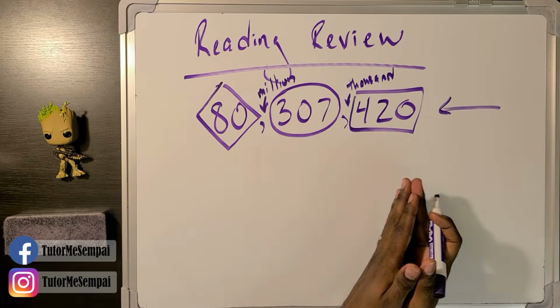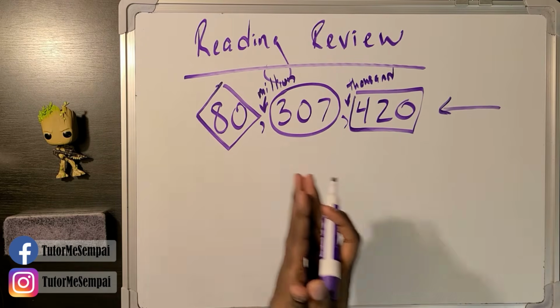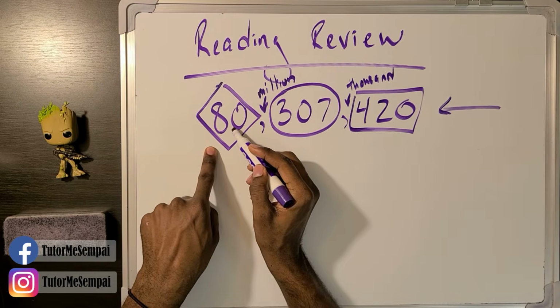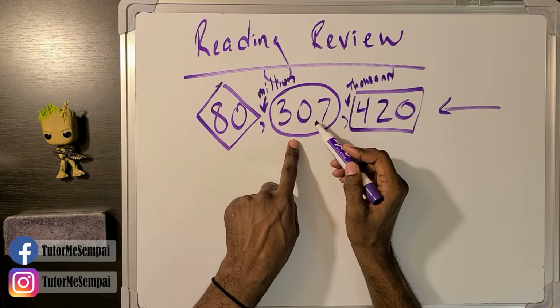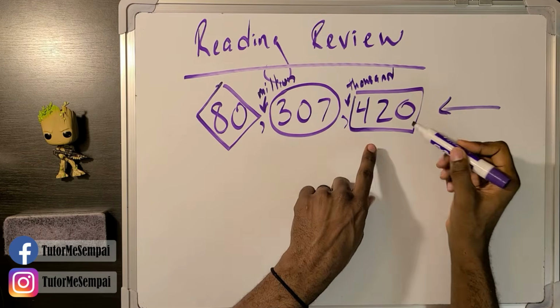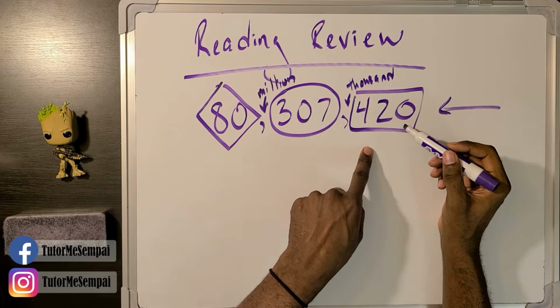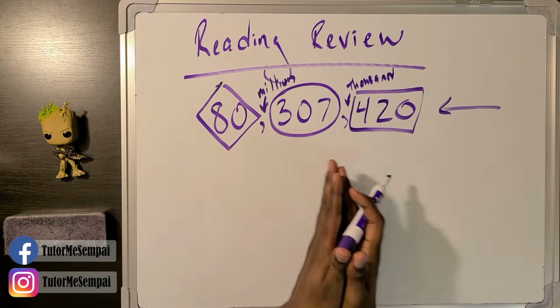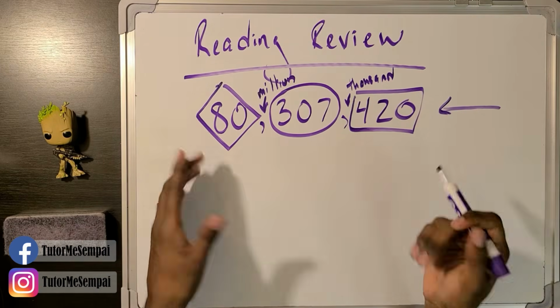After we've done that, we had to make sure we knew how to read the number in each group. So, do you know how to read this number? This says 80. How about this number? This says 307. How about this number? This says 420. So if you can read the individual numbers in each group, you should be able to easily read this entire number when we throw our commas in.